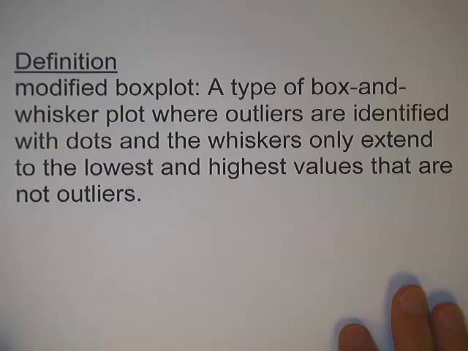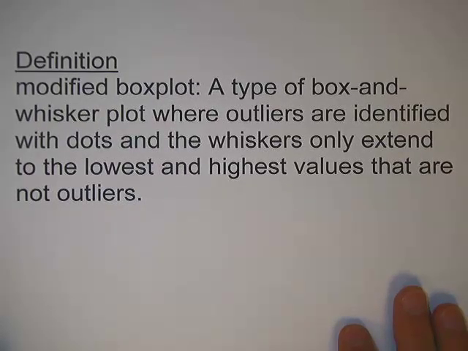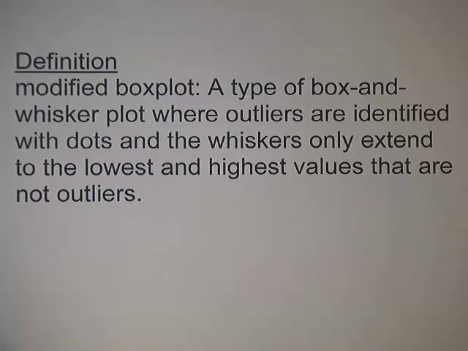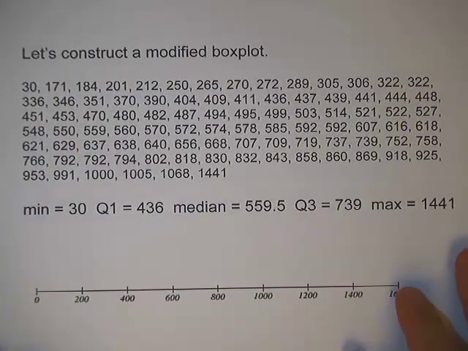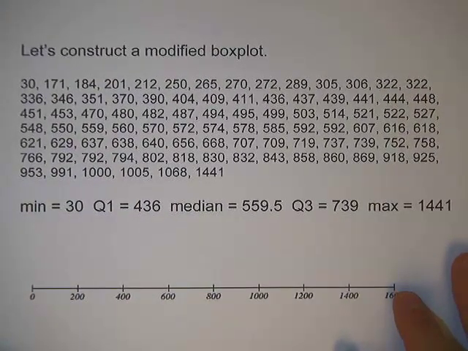Okay, now those outliers can help us modify an existing box plot. So a modified box plot is a type of box and whisker plot where outliers are identified with dots and the whiskers only extend to the lowest and highest values that are not outliers. Okay, so basically a modified box plot is like a regular box plot, but we use dots for our outliers. Okay, so I'm going to go ahead and construct a modified box plot for this data.